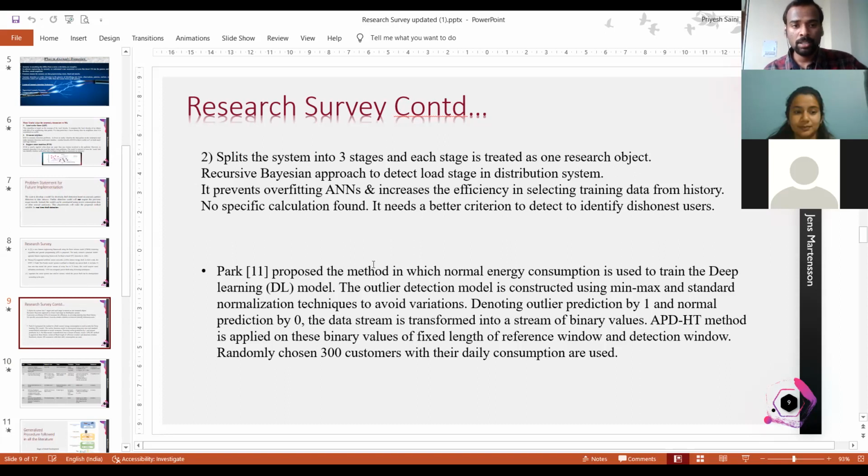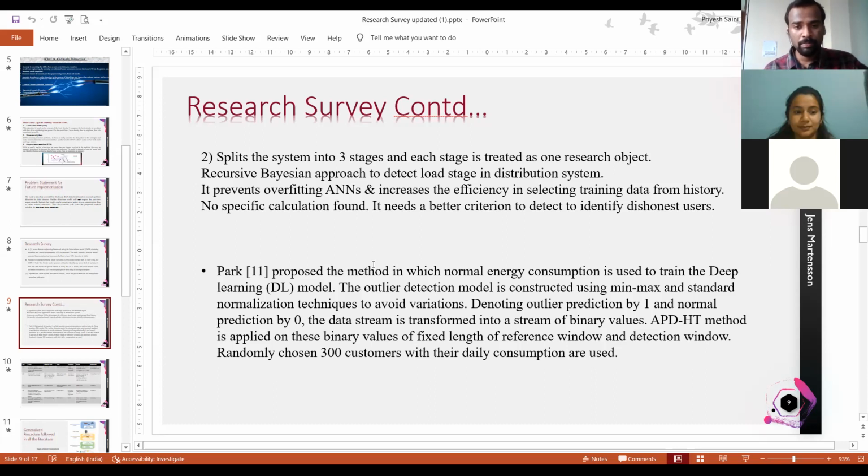The same thing was done in this survey, although the author made a very intuitive approach in handling this problem. No specific calculation was found here, unfortunately, and to use this solution for practical purposes, it needs better criteria to identify the dishonest consumers.